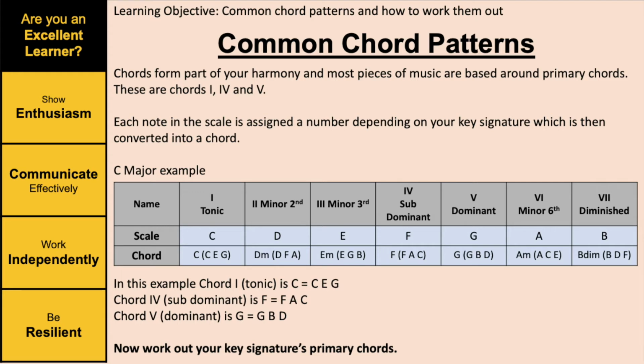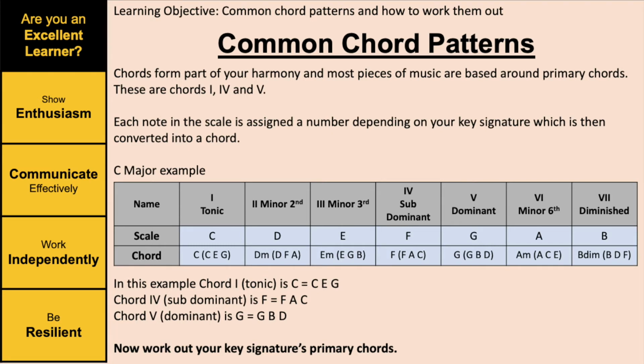chord. So I've chosen C major as my example, and in the table you can see the name of the chords at the top, or the notes in the scale. So we've got the tonic, which is 1, number 2 is the minor second, 3 is the minor third, 4th is the subdominant, 5th is the dominant, 6th is the minor 6th, and then there's the diminished chord, which is the 7th. So under all of those headings, I'm going to write my scale out.